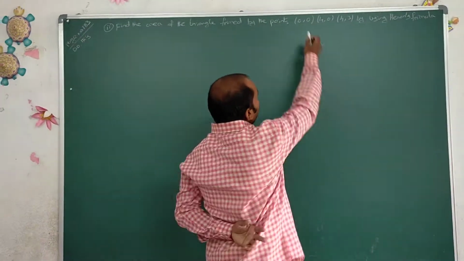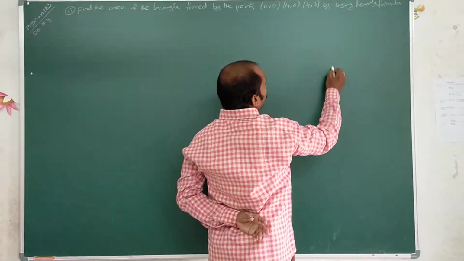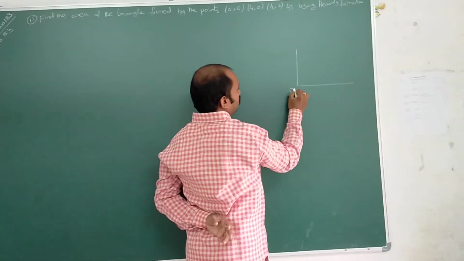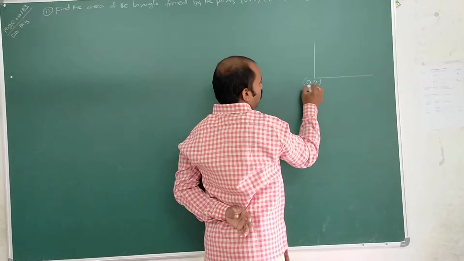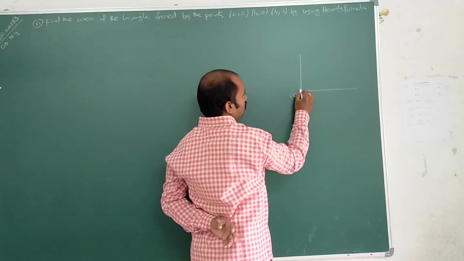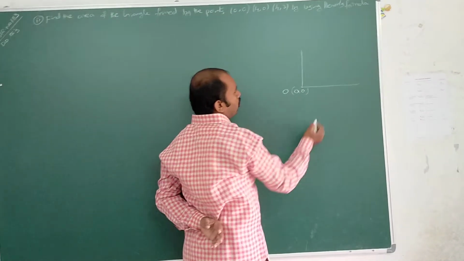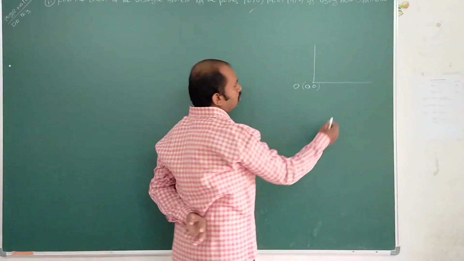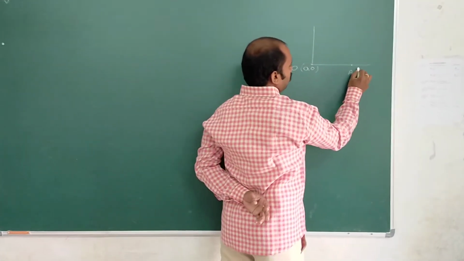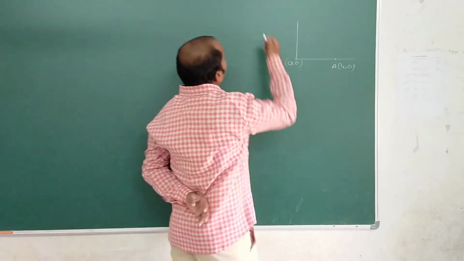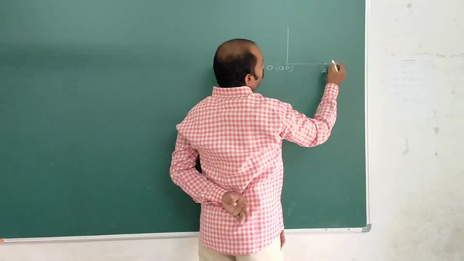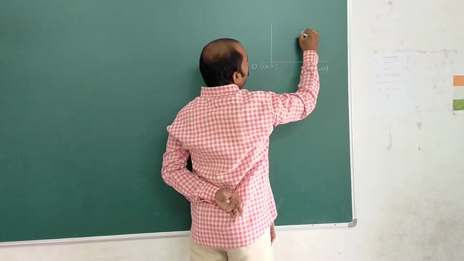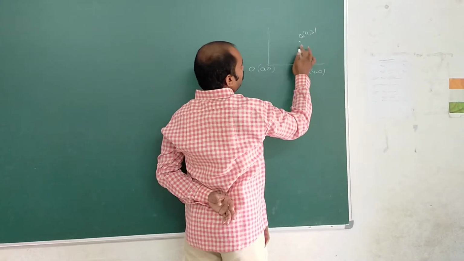The given points are 0, 0. 0, 0 means that is the origin. So here 0, 0, that is O. Next, the second point is 4, 0. So here A is 4, 0. Next, the third point is 4, 3. That is, suppose here B is the point 4, 3.